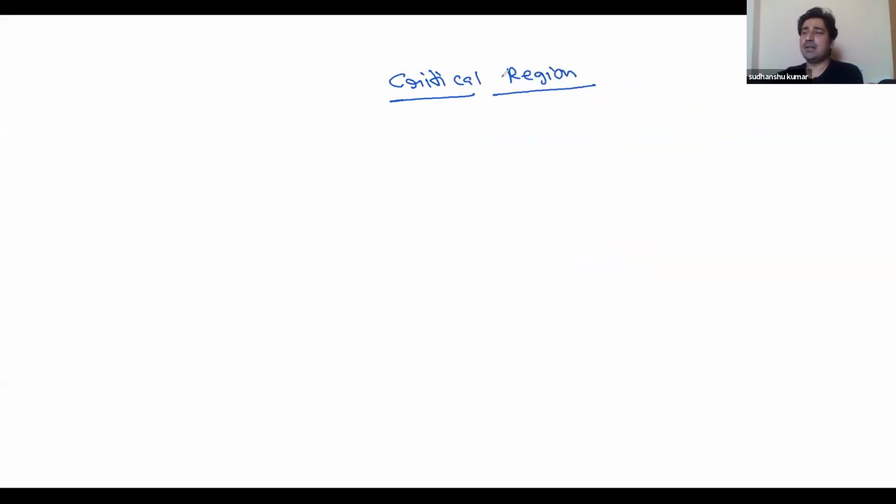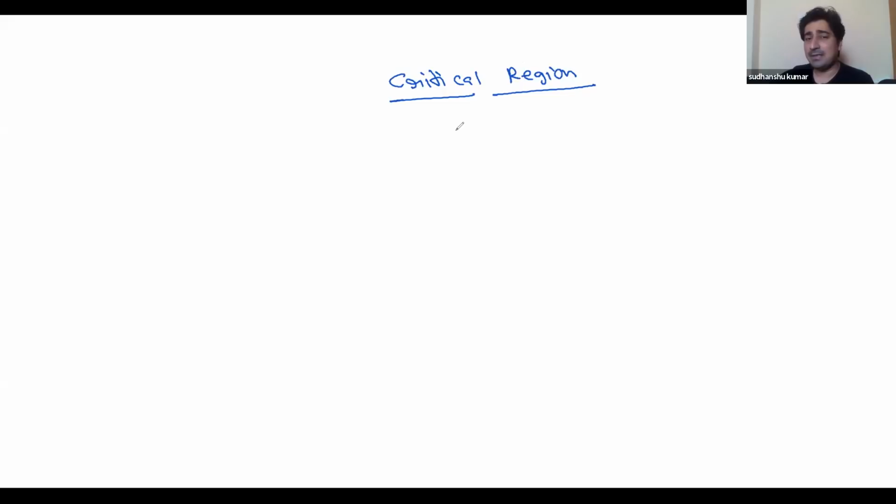Now, what is this critical region? A critical region is a region with respect to your data set, which calculates a value, a kind of value for which we reject the null hypothesis. What is the meaning of that? A critical region is a region in a data set in which, if we do some mathematical operation and prove that my value lies in this particular region, then we reject the null hypothesis.